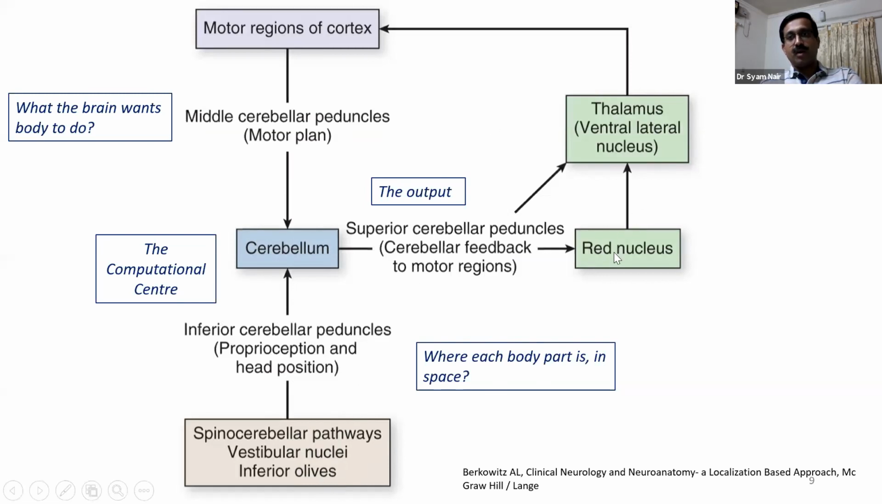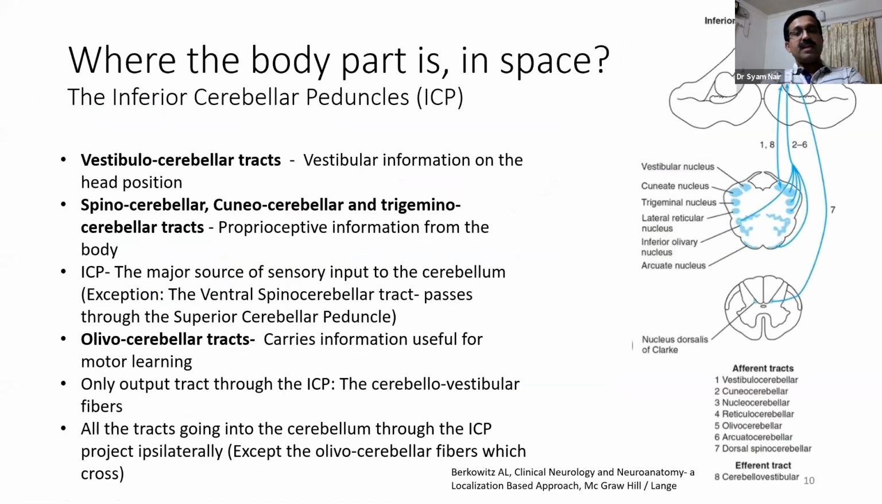Part of it goes to the red nucleus, and bypassing the thalamus and cortex, it goes directly into the spinal cord through the rubrospinal tract. So the inferior cerebellar peduncle is an important connection of the cerebellum, and it mainly carries the information regarding where the body part is in space.